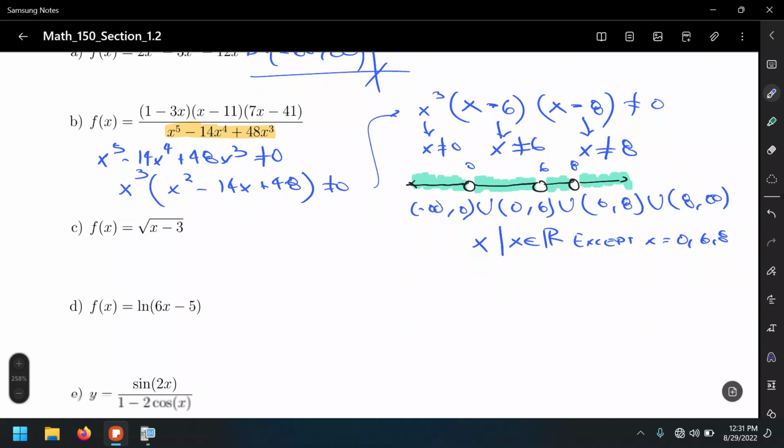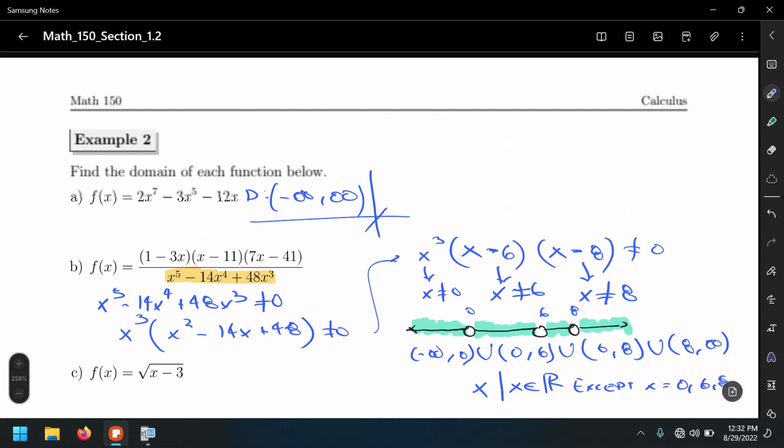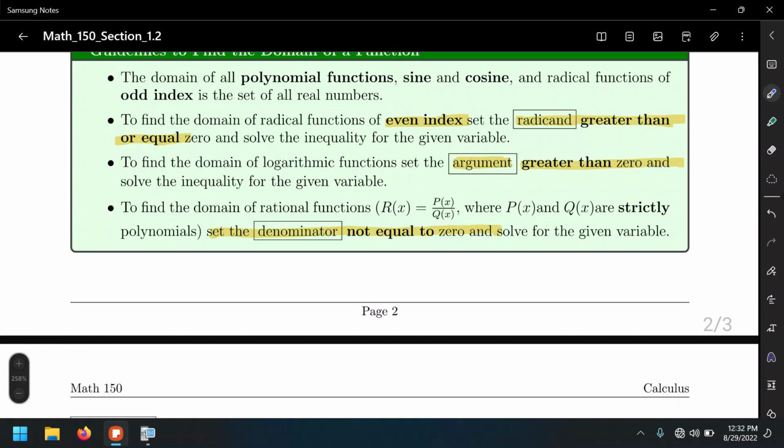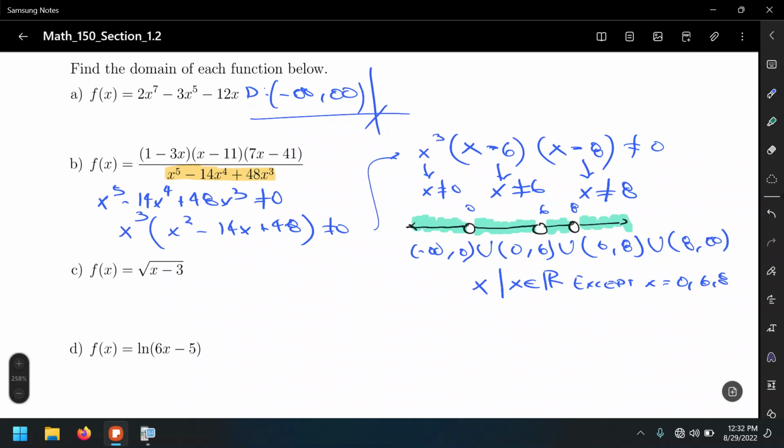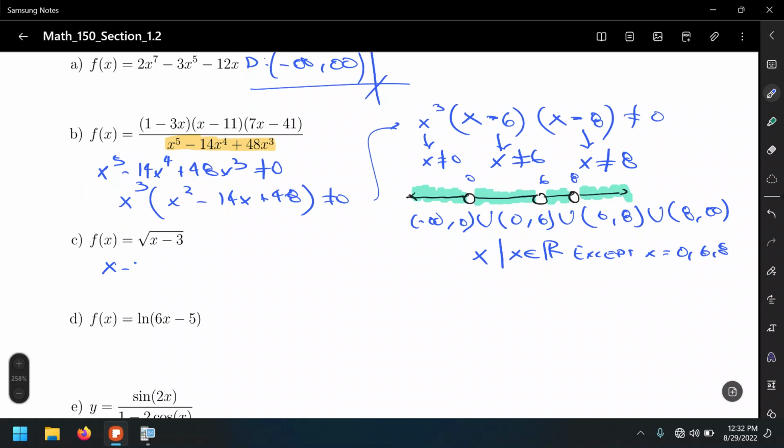Okay? So, let's look at letter C, the square root of x minus 3. This is a radical function, and we happen to have an even index. Will this function have a domain of all real numbers? No, because that's an even index. So what do we do for radical functions of even index? Set the radicand greater than or equal to 0 and solve the inequality. x minus 3 greater than or equal to 0, and this one requires a single step. x greater than or equal to 3.